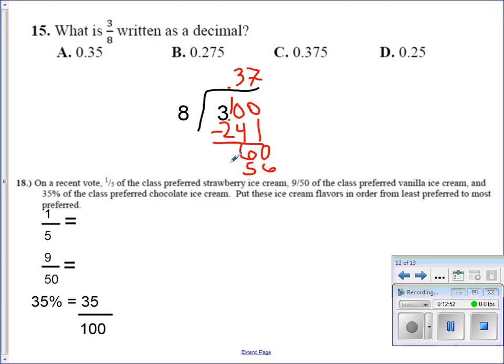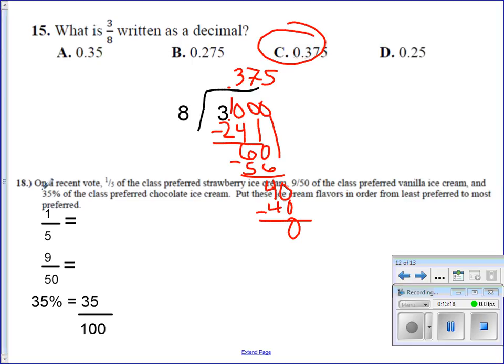I'm going to run into the last problem here. I have a remainder of 4. I need to add one more 0. 8 goes into 40 5 times, because 5 times 8 is 40. When I subtract, I get 0. So I have 0.375, which would be choice C.